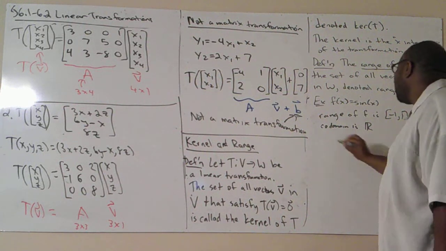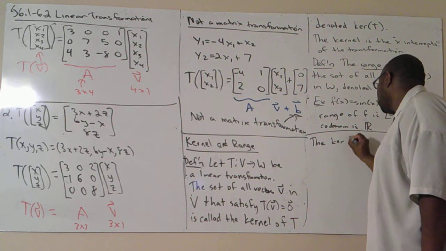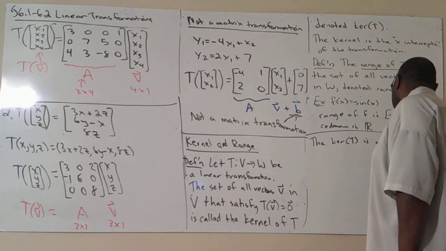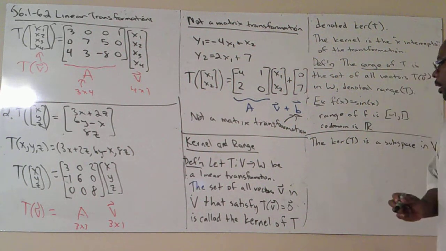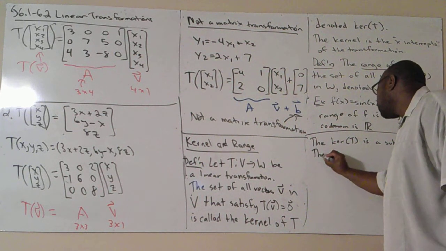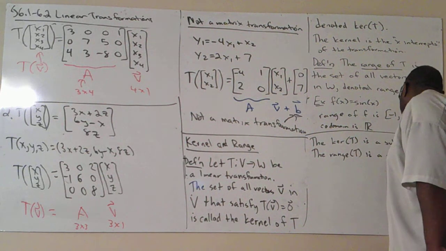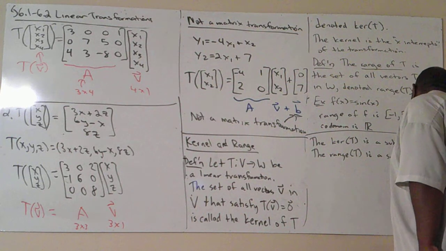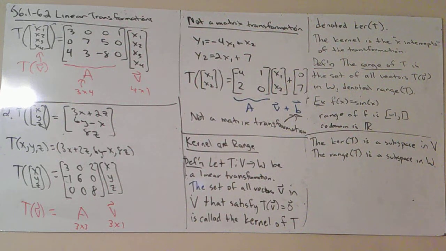So the kernel of T is a subspace in V. Okay? The kernel of T is a subspace in V. The range of T is a subspace in W. So the kernel of T is a subspace in V. The range of T is a subspace in W.